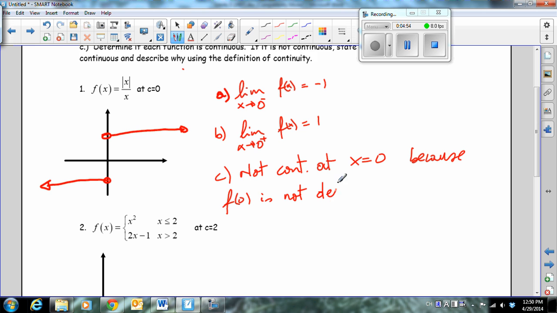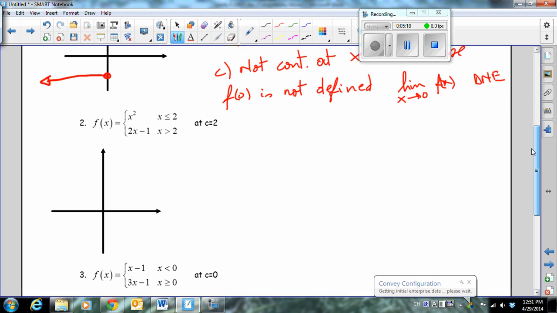On top of this, although f of 0 not being defined is enough for me to say that it's not continuous, I can also add this: the limit as x approaches 0 of f of x does not exist. One condition is enough for me to say it's not continuous. Let's look at problem number 2.